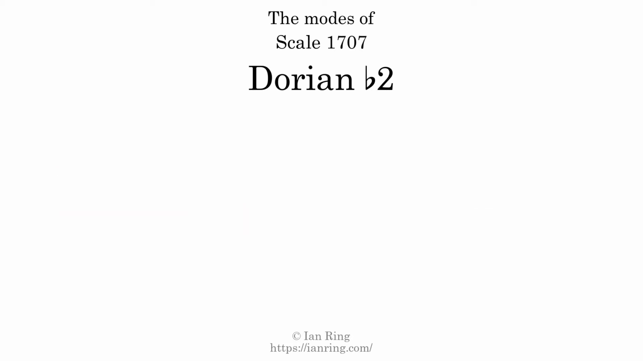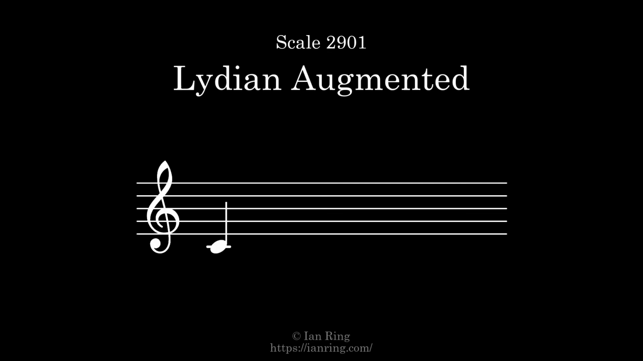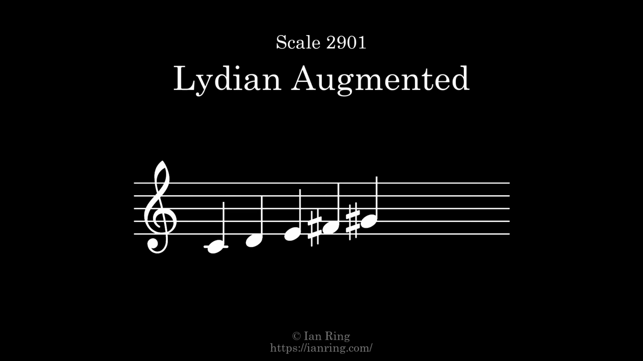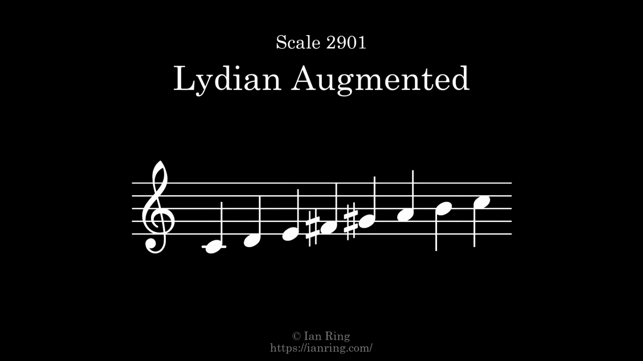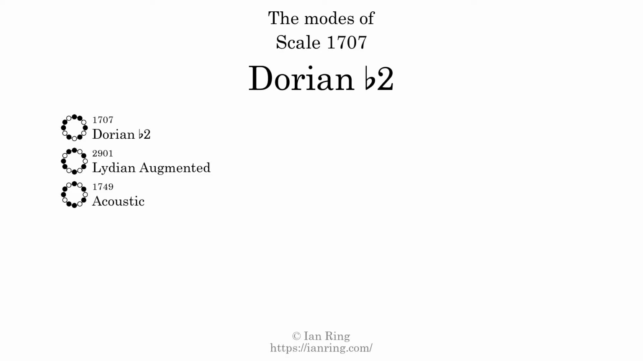This scale has 7 modes. The first mode is itself. The second mode is scale 2901, also known as Lydian augmented. It sounds like this. The third mode is scale 1749, also known as acoustic. It sounds like this.